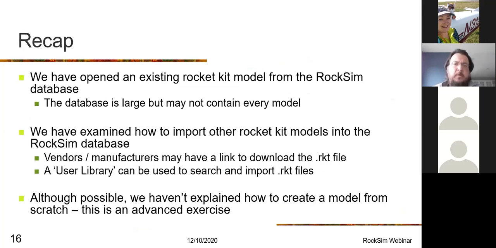So to recap, we've opened an existing rocket model. We've examined how to import other rocket kit models. And then, although possible, we haven't explained how to create a model from scratch. This is more an advanced exercise. Are there any questions at this point before we get too deep? Hopefully you guys have all found your rockets and found your sims. I know in some proposals, I'm not sure all the teams have selected rockets yet. So maybe you're still looking for options.